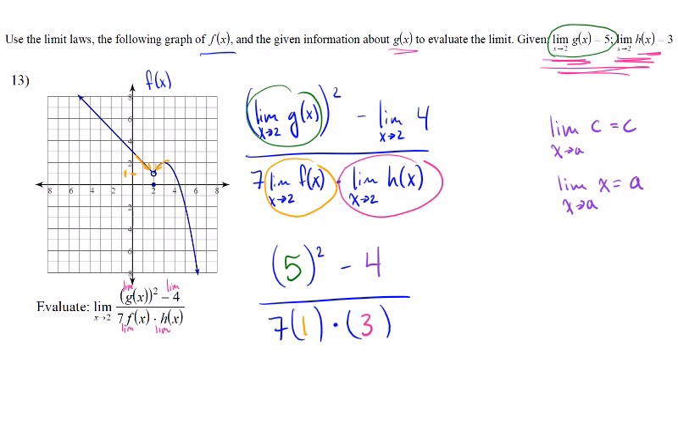So that's basically what that all boils down to. We used our limit laws to break up our limits, to break it down. And then we're able to get it into a place where we can just use some order of operations work to figure out the answer, right? So it'll be 5 squared is 25 minus 4. So that'll be 21 in the numerator. And then 7 times 1 times 3 is also 21. And so we'll get 1 in this case.